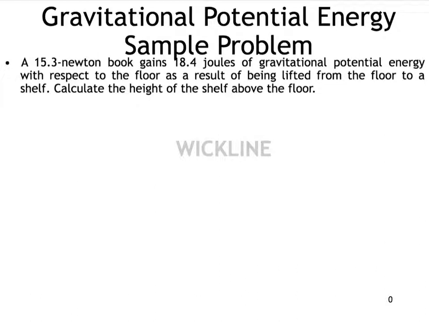Here's another example. A 15.3 Newton book, so this is a force of gravity. It gains 18.4 joules of gravitational potential energy with respect to the floor as a result of being lifted from the floor to a shelf. Calculate the height of the shelf, and let's assume that we're on planet Earth, so we have g. So the change in potential energy is described by mass, gravity, and change in height. We are looking for the change in height, so divide both sides by mg, which cancels on the right, and the change in height would be the potential energy change over mass and gravity.